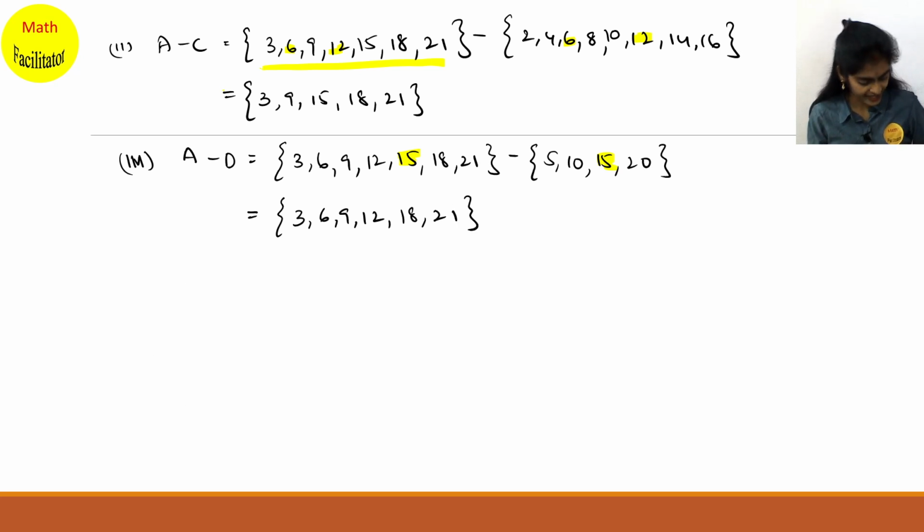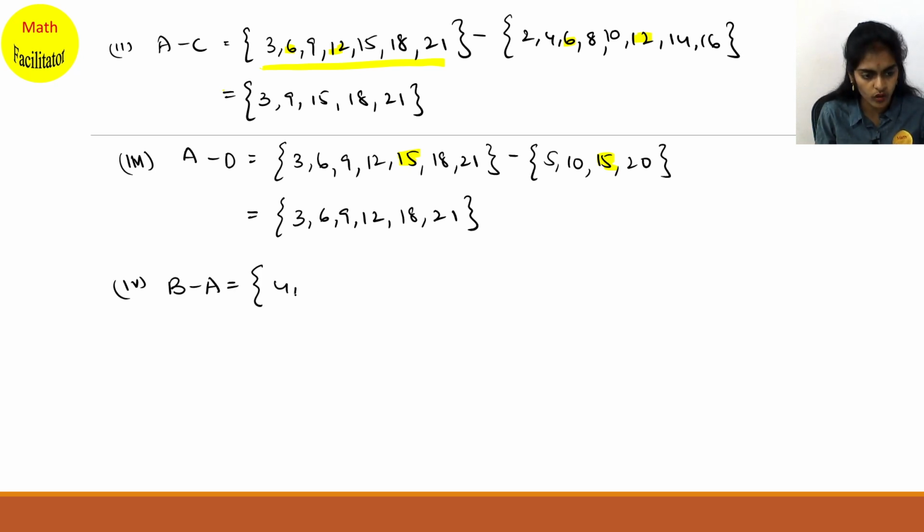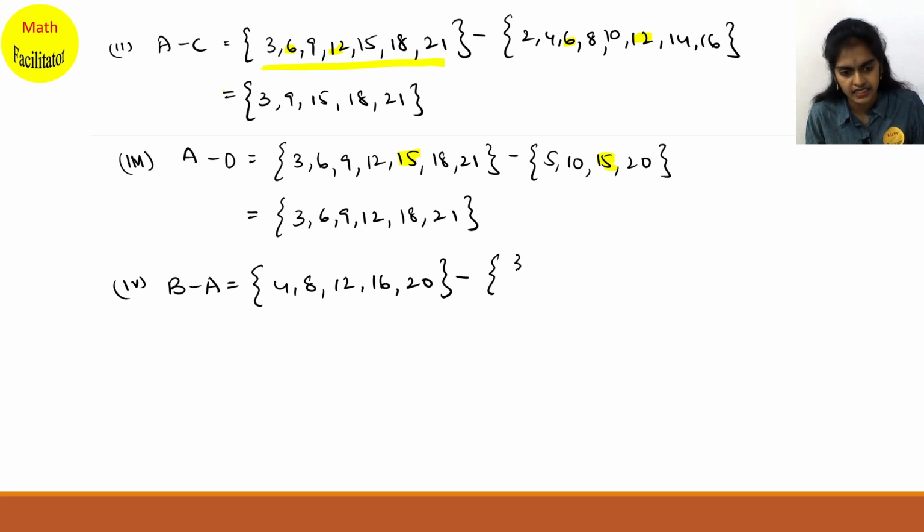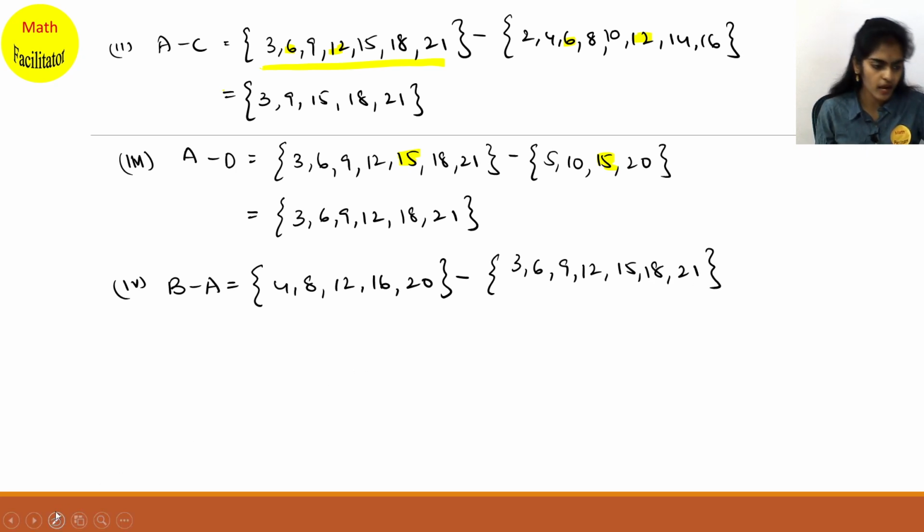Now next, let us find out what is B minus A. B is nothing but 4, 8, 12, 16, 20 minus A, which is 3, 6, 9, 12, 15, 18, 21. Here it is given as B minus A. That means you will consider this set B, and from B you will remove the common elements of B and A.